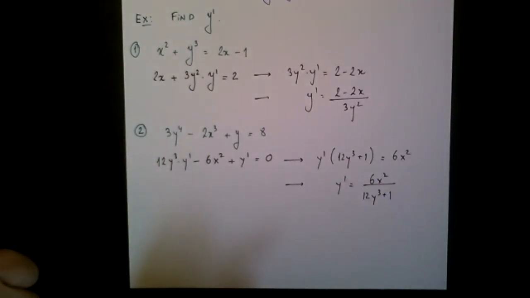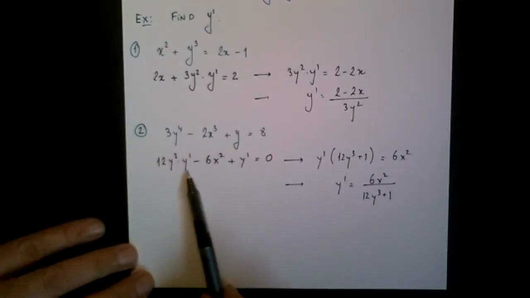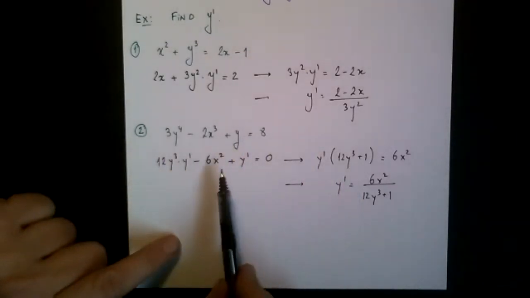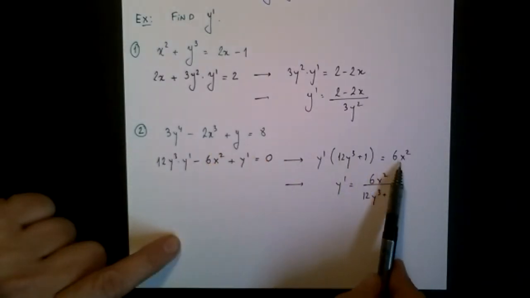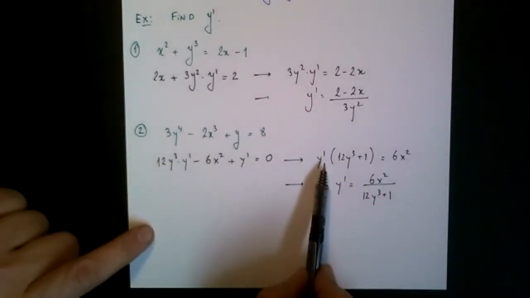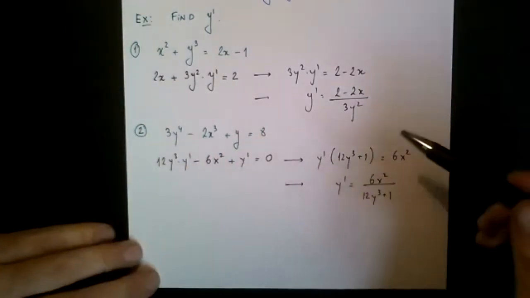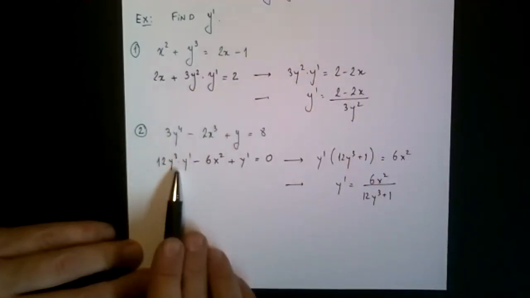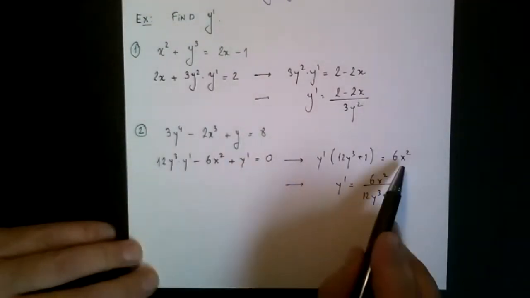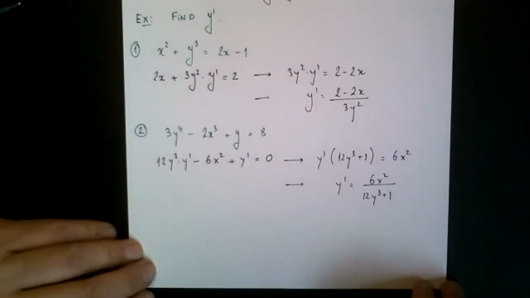Can you repeat, please? Did you understand the first step on finding the derivative or not? Okay, so from here to here, what I did is I sent the minus 6x² to the right to become plus 6x². And then on the left side, I factored out a y prime. Y prime times 12y³ is 12y³ y prime, and y prime times 1 is y prime. And then I just divided 6x² by that to get y prime.